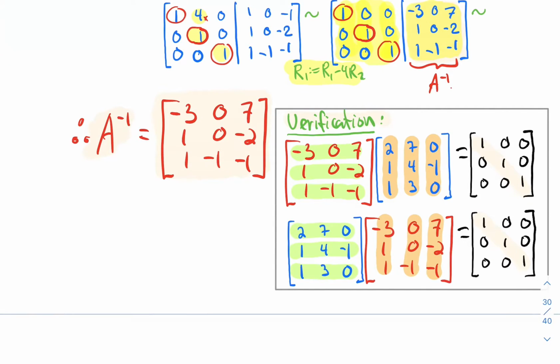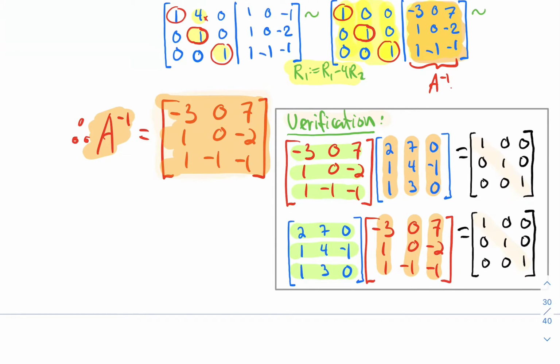So this means that on the right hand side, I get my inverse for A, so minus 3, 0, 7, 0, minus 2, and 1, minus 1, minus 1. So the inverse for A is that matrix. So it's a nice 3 by 3 matrix.